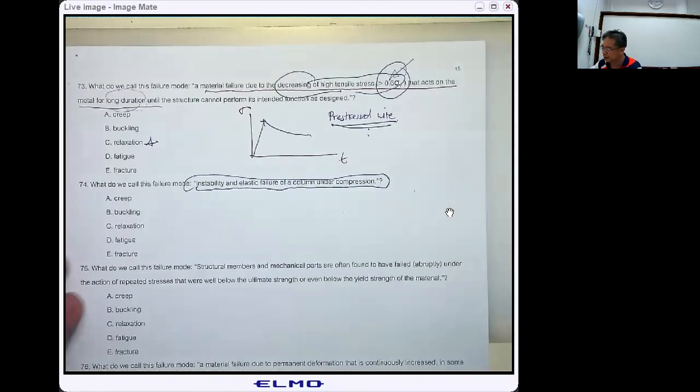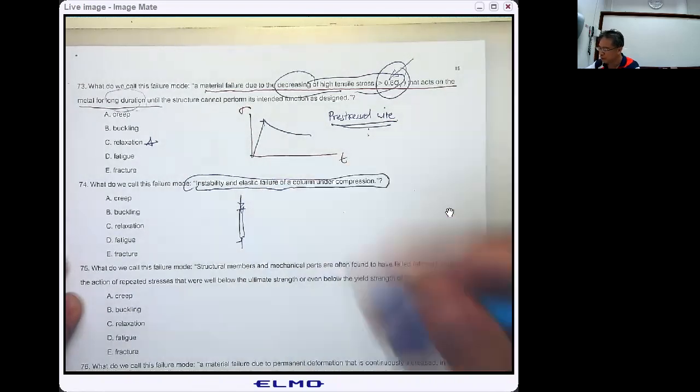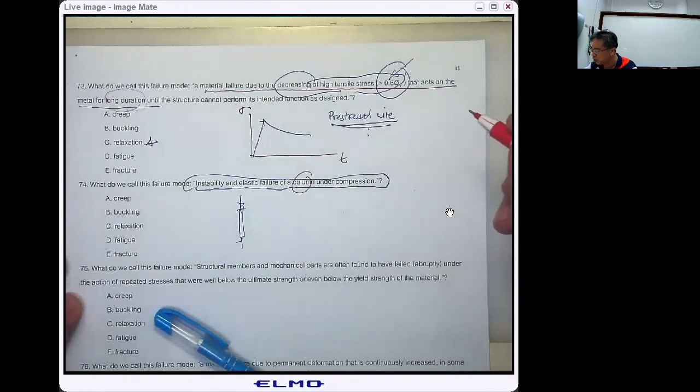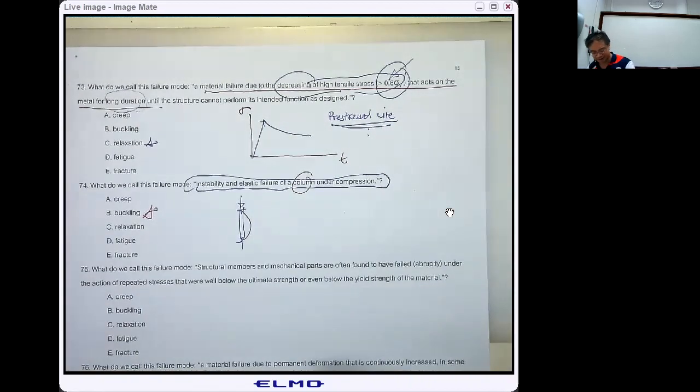And then the inability, the elastic failure of the column under compression. That's going to be what? The column when it is subjected to this. For the short column, it is going to have the material failure. For the long column, it will be like this. That's called the buckling of the column.